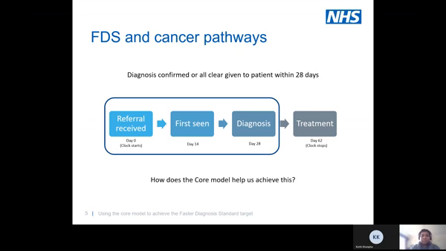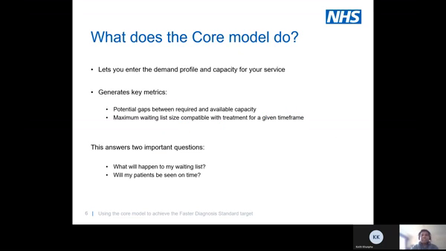Now, let's talk a little bit more about the core model and how this can actually support service planning in order to achieve the standard. A little bit about what the core model does. It allows you to enter the demand profile and the capacity for your service. And this then highlights potential gaps which may exist within the available capacity and the required capacity.